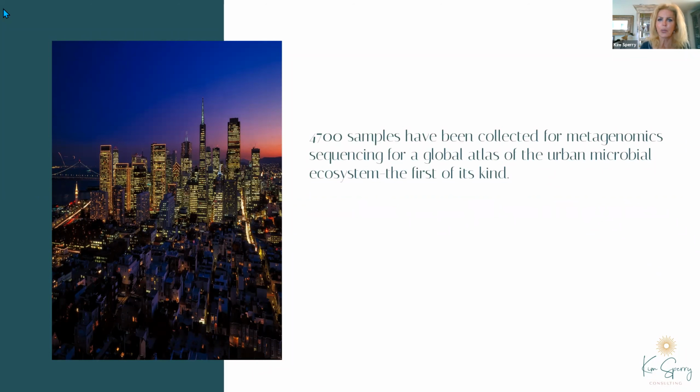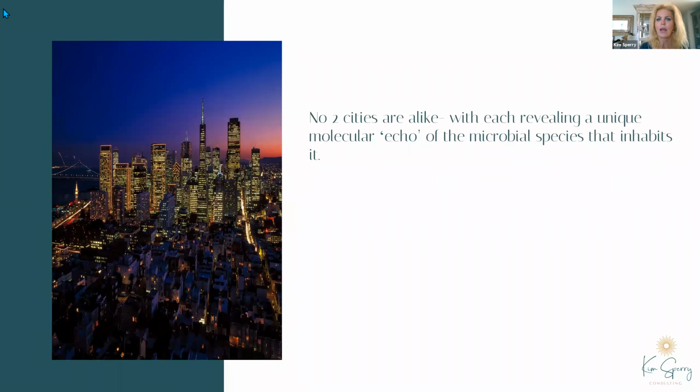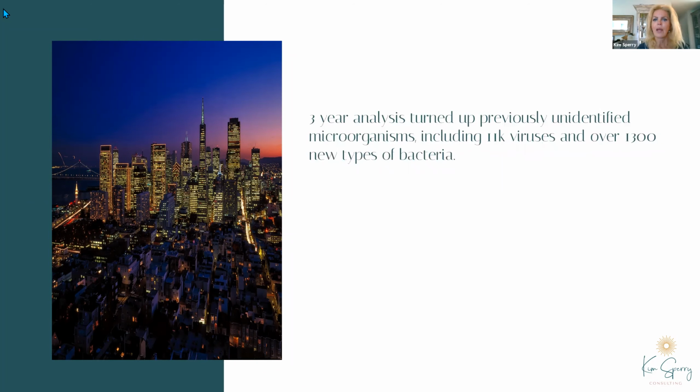They are, and this is just recent as well, I believe within the last 5 years, 4,700 samples were collected for metagenomic sequences for a global atlas of the urban microbial ecosystem, the first of its kind. And they found that no two cities are alike. Each reveals a unique molecular echo of the microbial species that inhabits it. And a 3-year analysis turned up previously unidentified microorganisms, including 11,000 viruses and over 1,300 new types of bacteria.